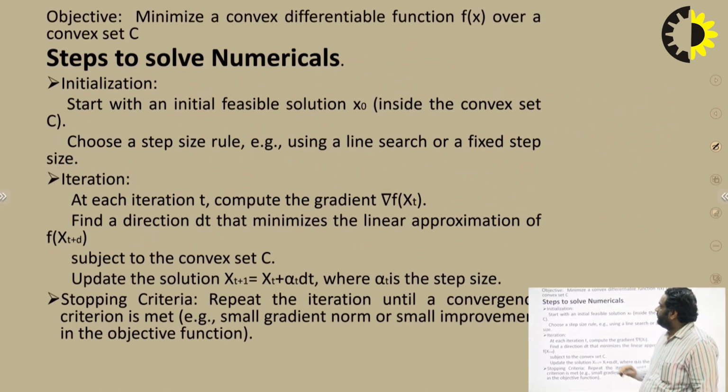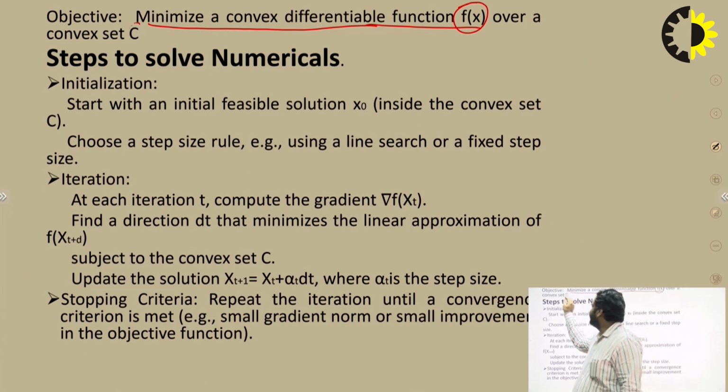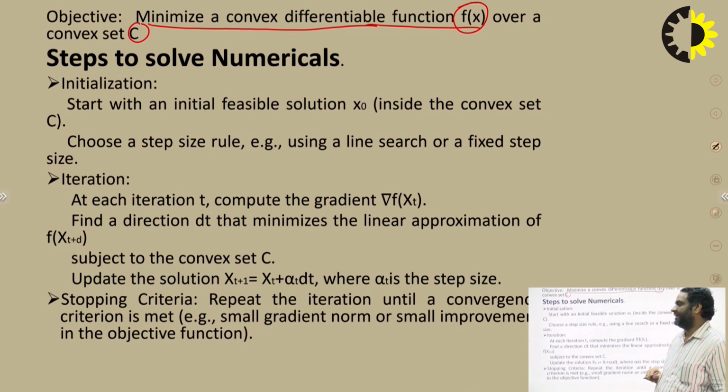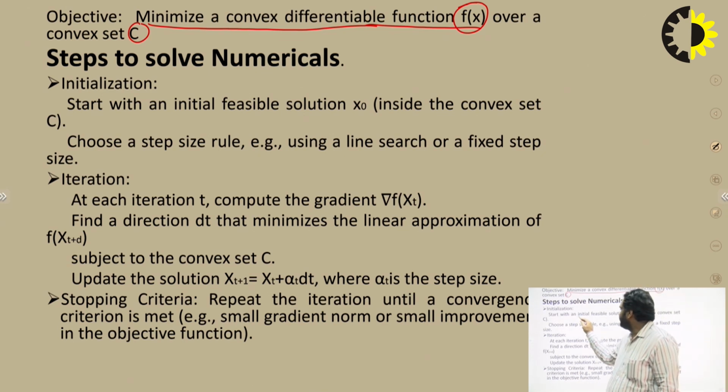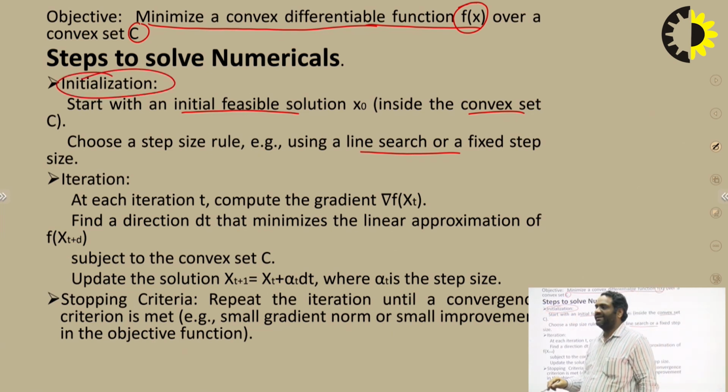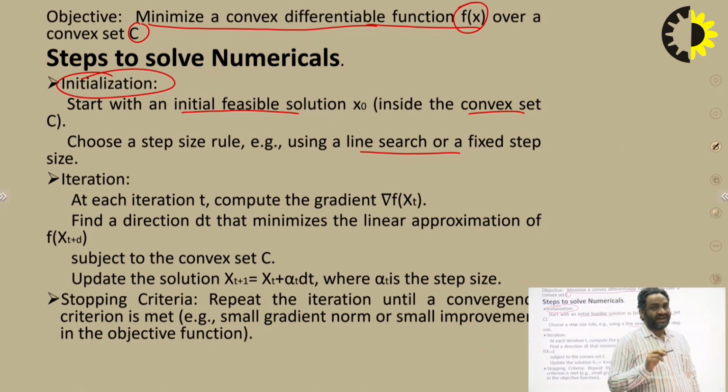Now, what is our objective? To minimize a convex differentiable function, let the function be f(x) over a convex set C. This is our domain. Now these are the steps to solve any numerical. First is initialize. Start with an initial feasible solution x0 inside the convex set C. Then choose a step size rule using a line search or fixed step size. This is our first step, that is initialization.